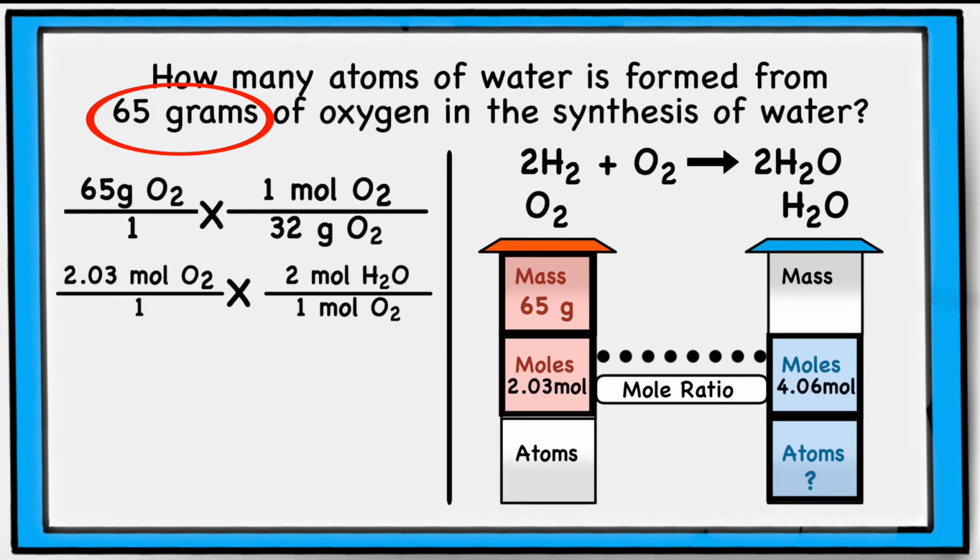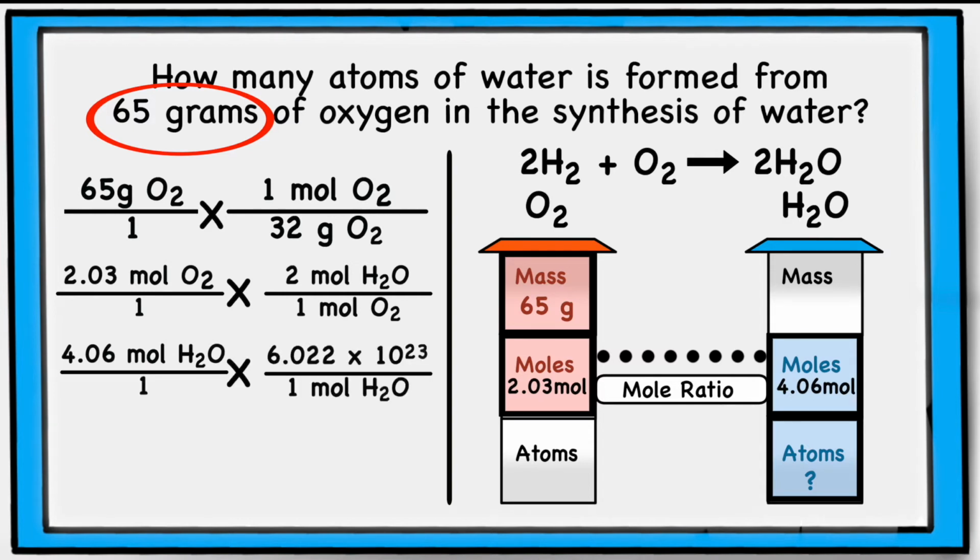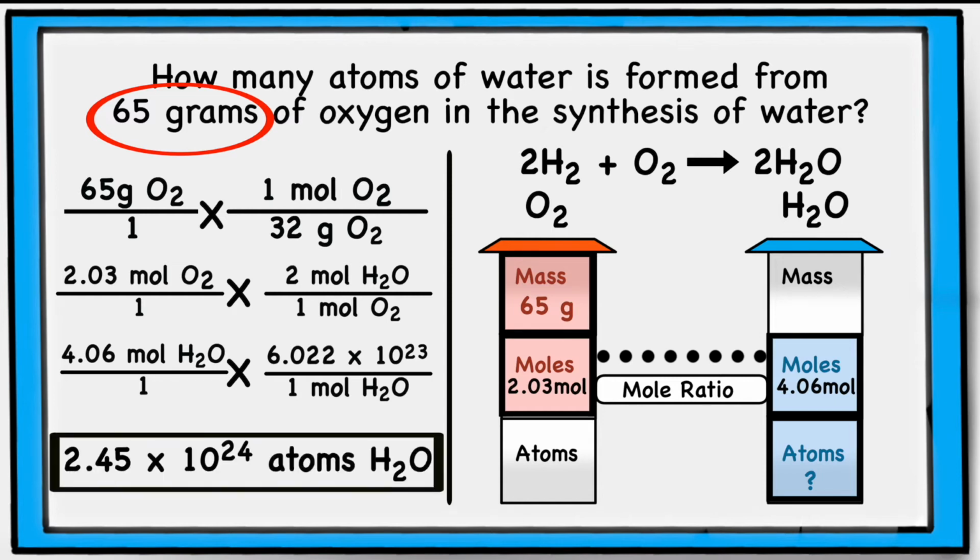Now our last step is to take our moles of water and convert it to atoms using the relationship of 6.022 times 10 to the 23rd atoms of water over 1 mole of water. This gives me 2.45 times 10 to the 24th atoms of water molecules formed, and this is our correct answer. Okay, let's start another one.